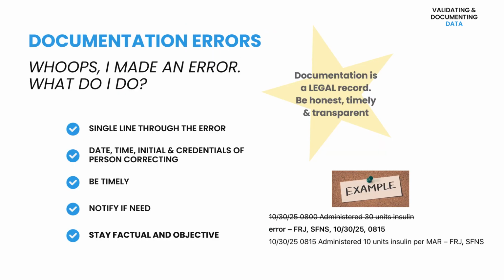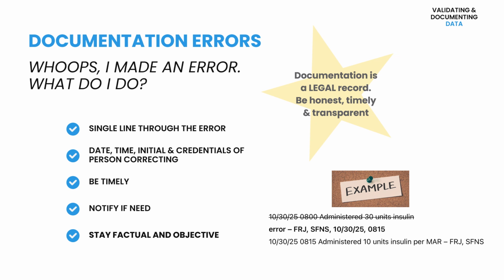And then documentation errors. So what do we do when we make an error? And it happens, and that's okay. We just need to correct it appropriately. So again, documentation is a legal record, so we need to be very honest. We need to be timely and transparent in our documentation. So if you make an error, I did put an example in that right hand lower corner.